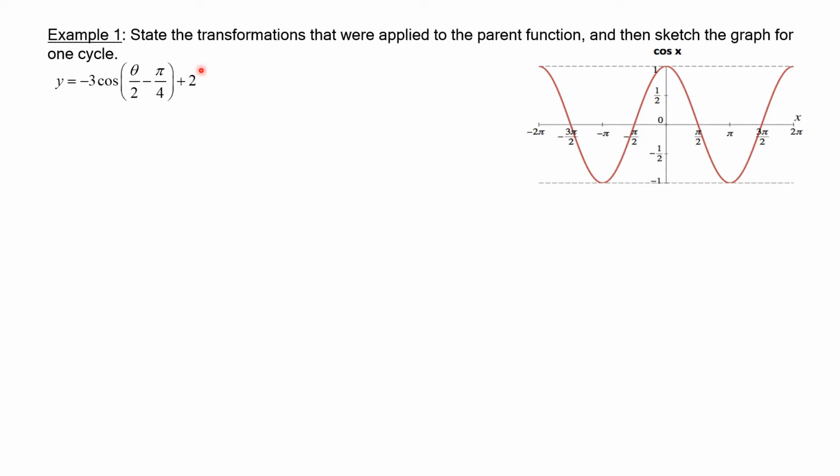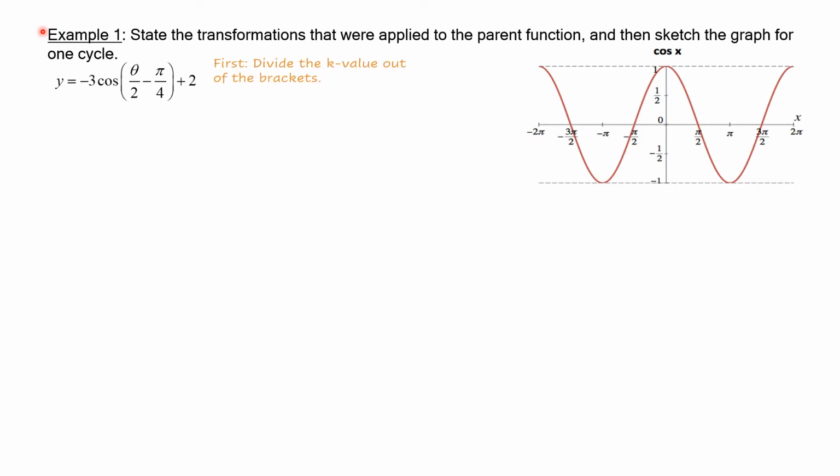Example 1, state the transformations that were applied to the parent functions. Here's the parent function, and then we're going to sketch one cycle. So here's our parent function for cosine, which we've talked about already. The important points to graph on it are the maxes. This is one cycle right here, one period. So the maximum values are important, the minimum value, and the intercepts with the x-axis. Those are the ones we focus on graphing right here. With all of these transformations, we're going to sketch a new graph.